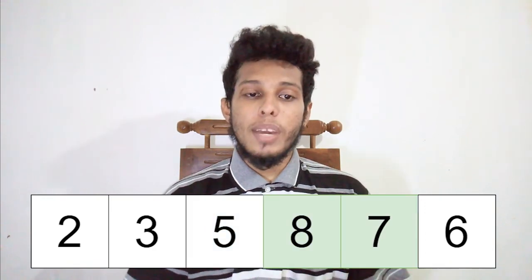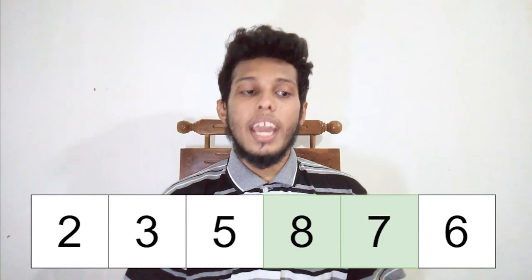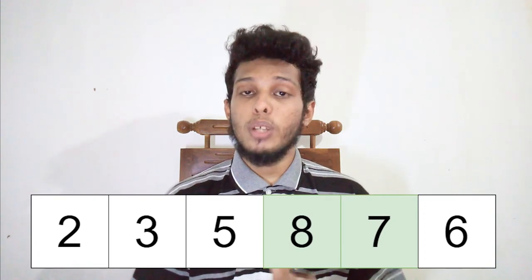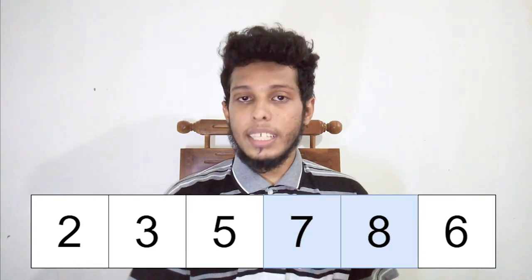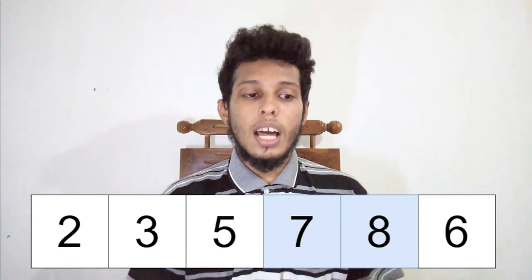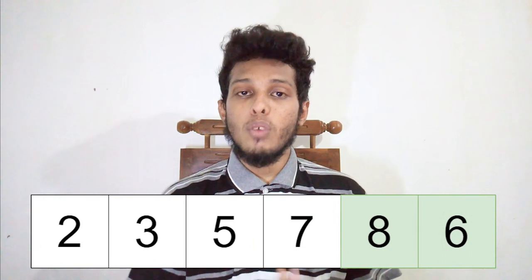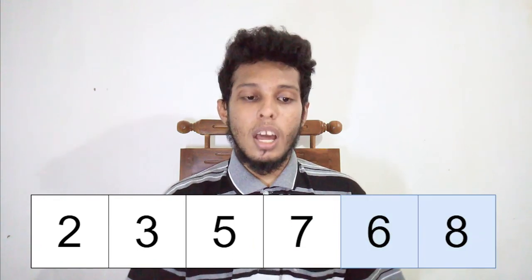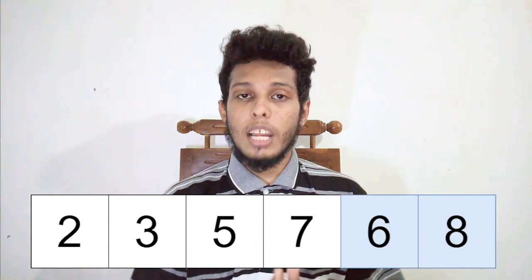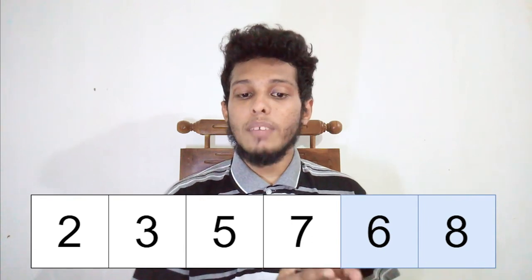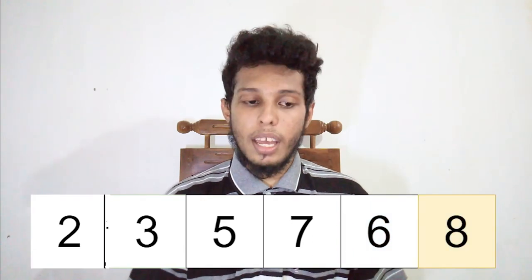Next, we compare 8 with 7. Here also, we should do a swap because 8 is greater than 7. Then compare 8 with 6. There also we have to do a swap. Now we know the largest element is 8, so we place that value in the last index of the array. And we never check that value again because that is unnecessary.